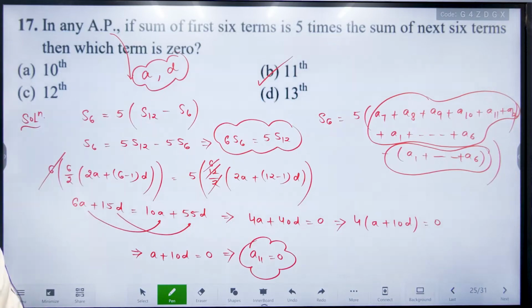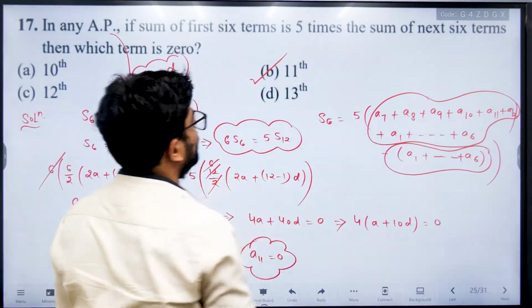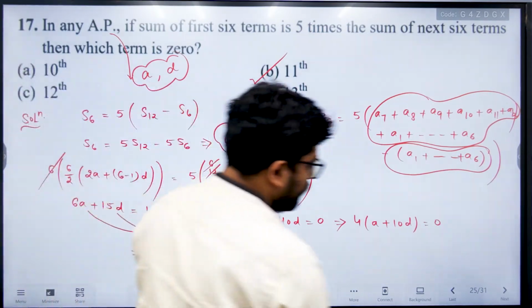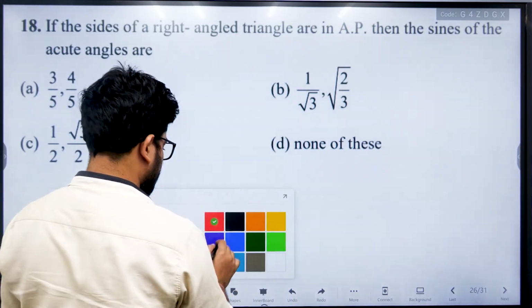You have to find the term which is 0 here. So the final answer is the 11th term. Got it? Now let's do the next one.